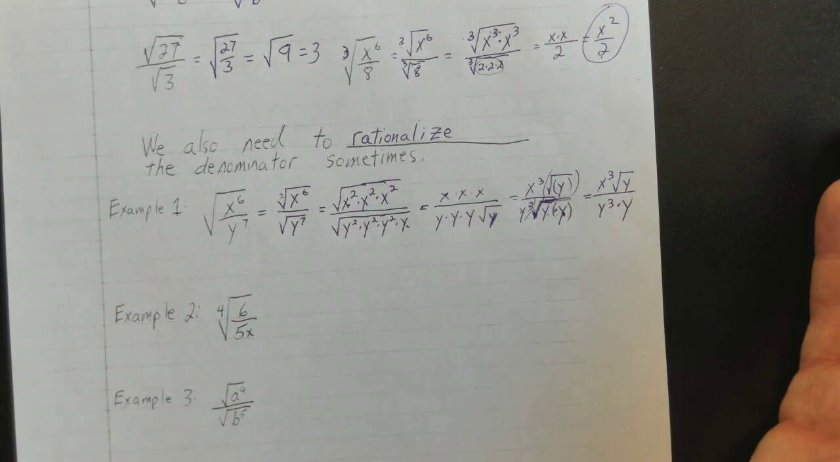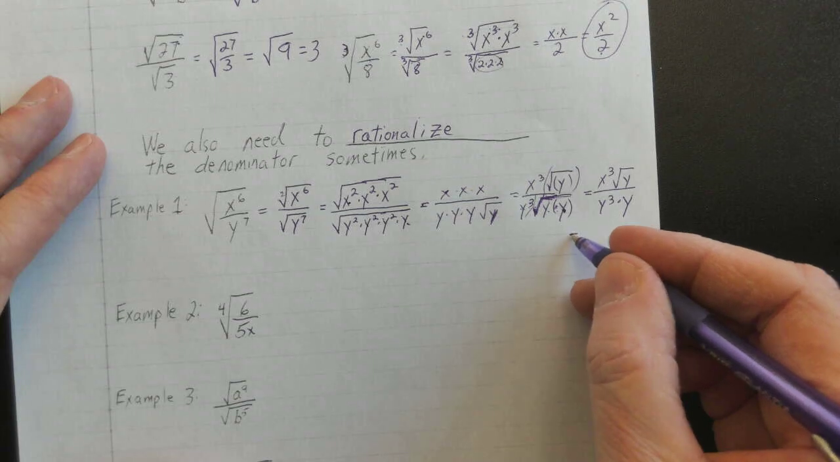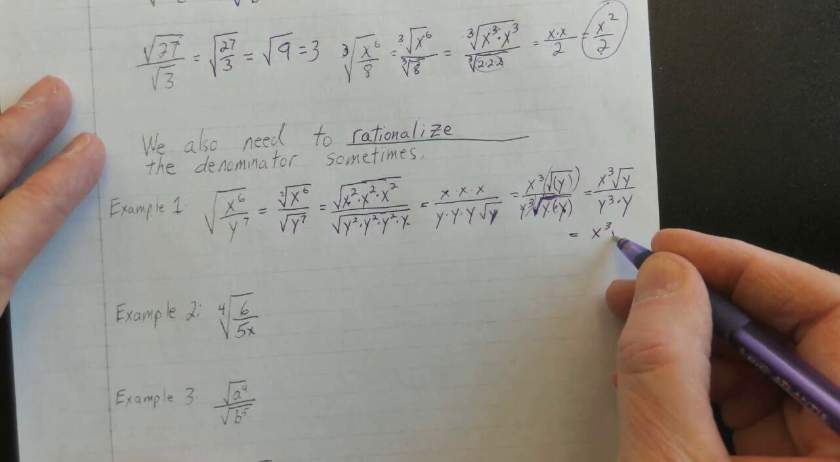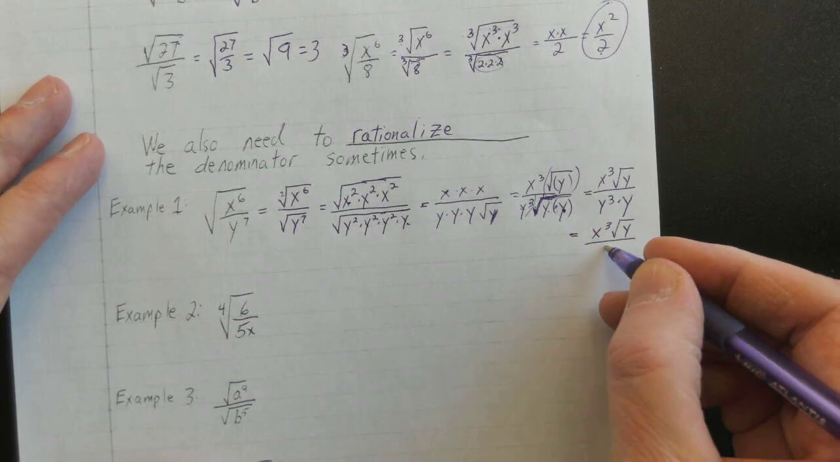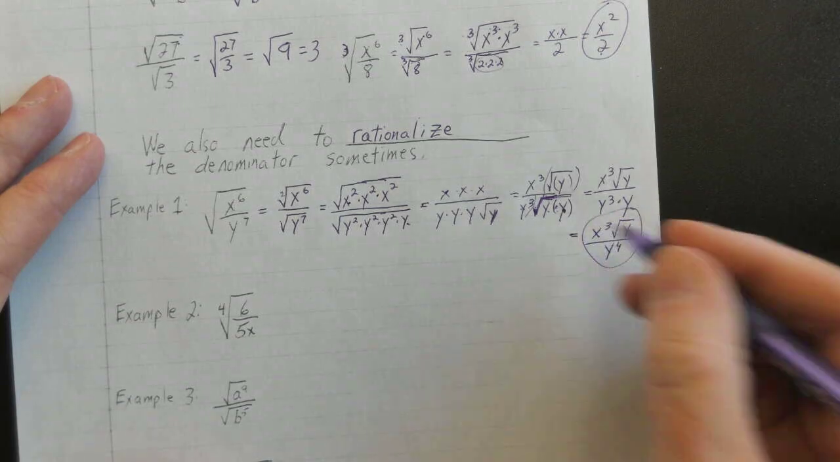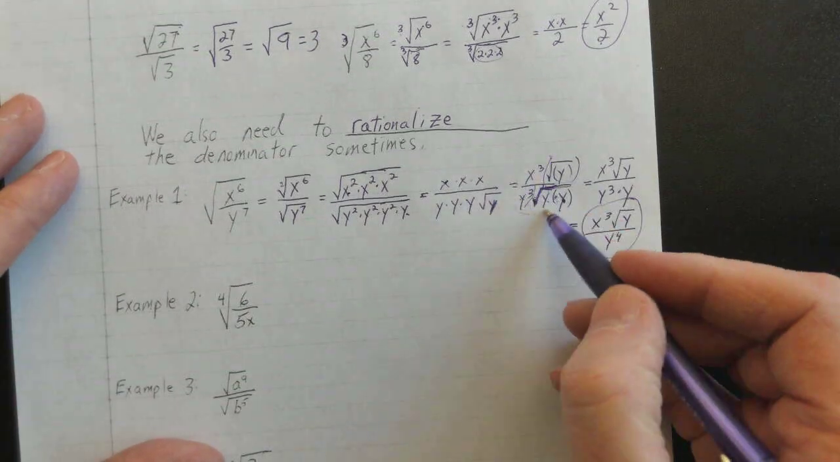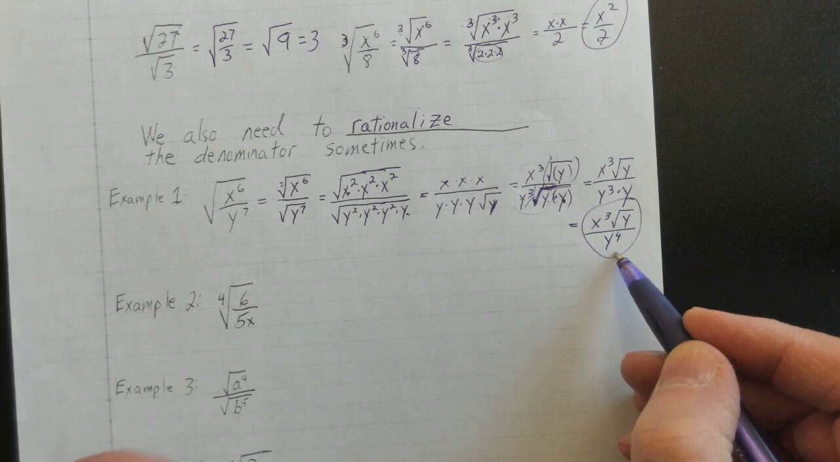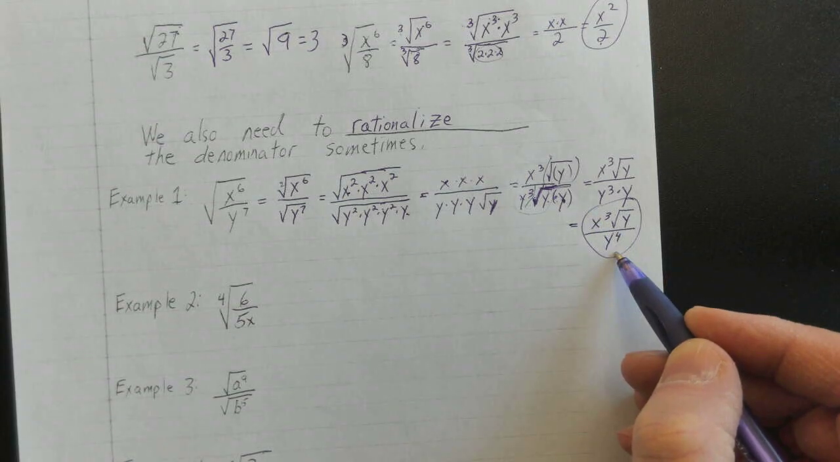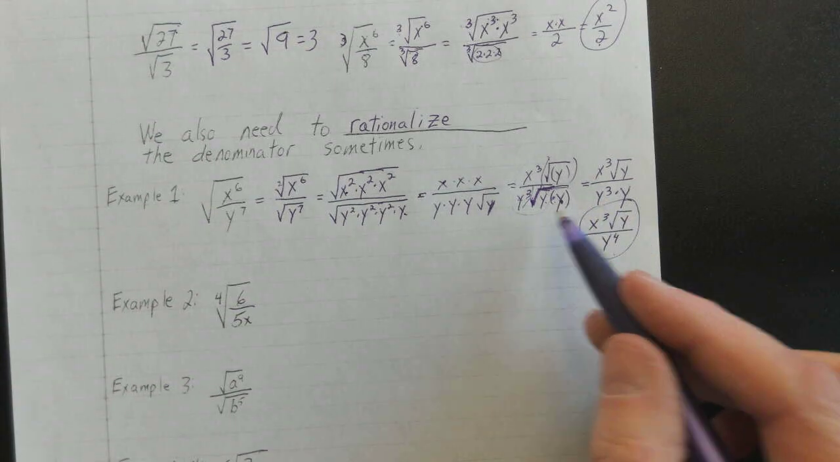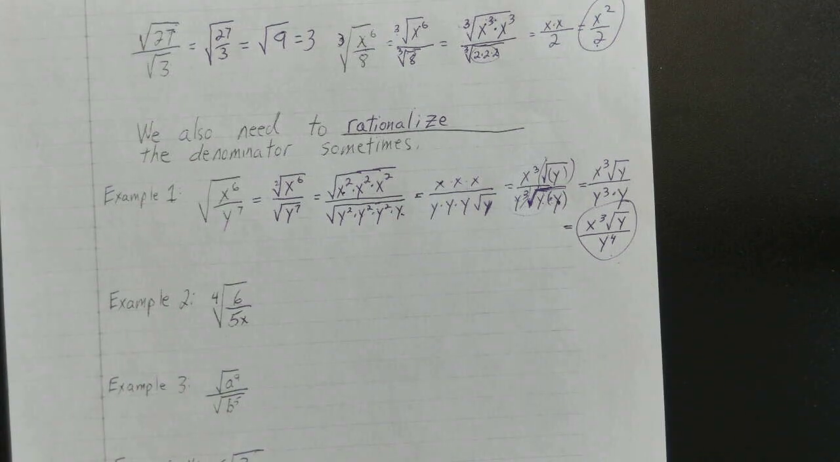Square root of y squared, which is y, right? So it's x cubed square root of y over y to the 4th power. Now, this wasn't bad. What we had, it just had a radical in the bottom, so we had to work with that. Any questions on that one? Okay.